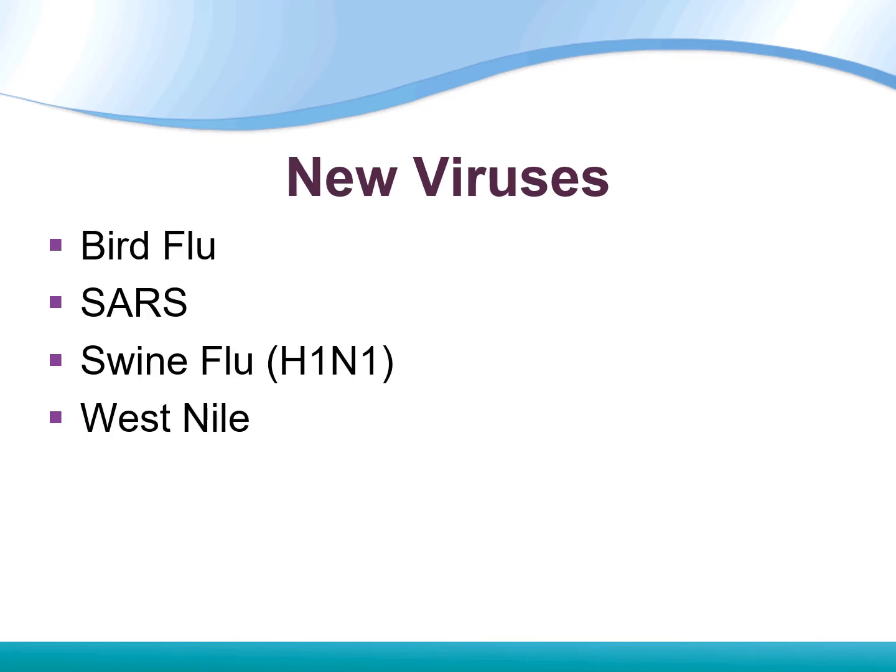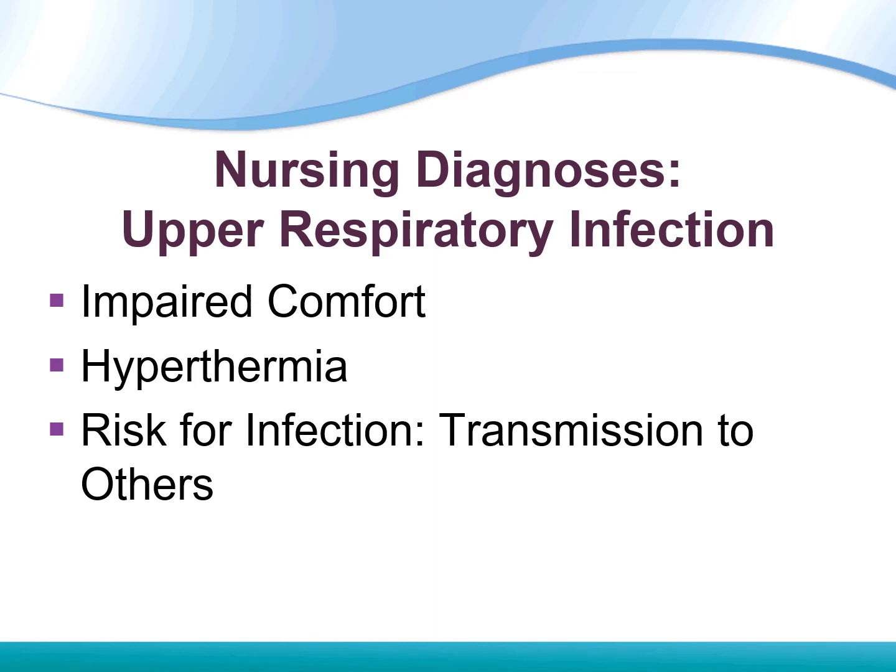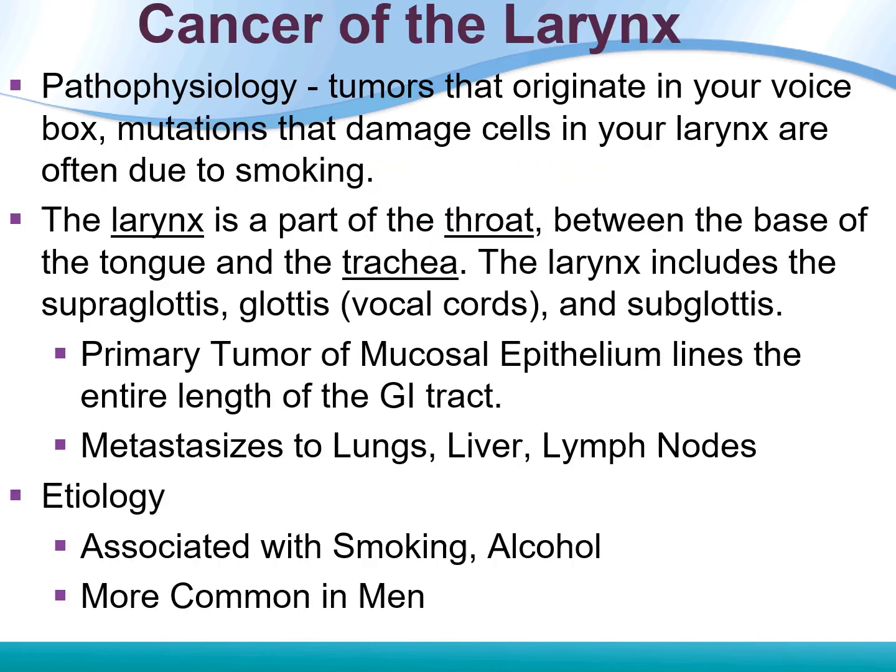There are some new viruses out there like the bird flu, SARS, which we talked about a little bit on the other slide, the swine flu, H1N1, and West Nile. You should probably review those a little bit just in case they ask you any questions about them on the NCLEX. Nursing diagnoses are upper respiratory infection, impaired comfort, hyperthermia, and risk for infection or transmission to others.